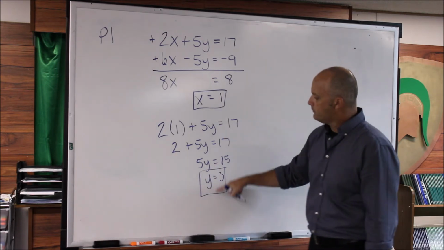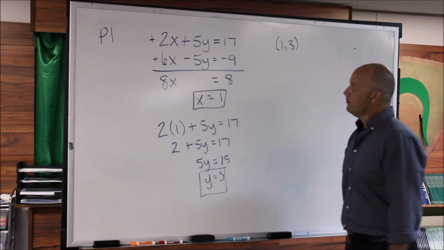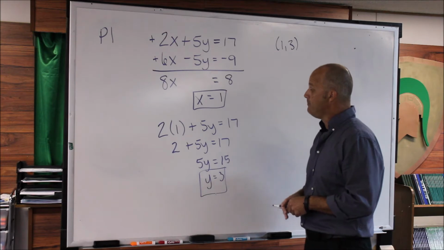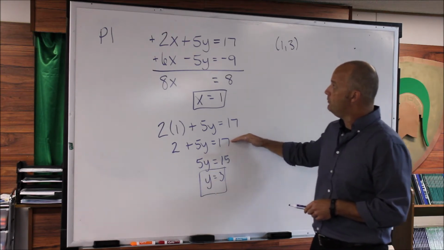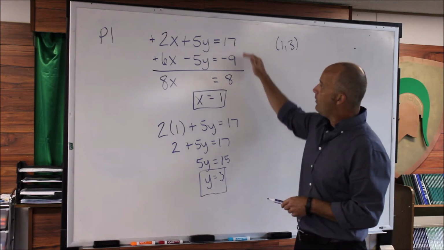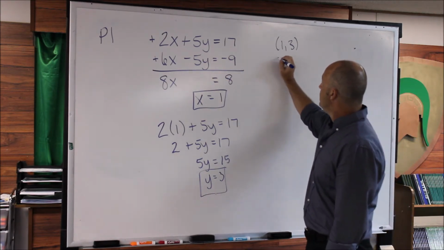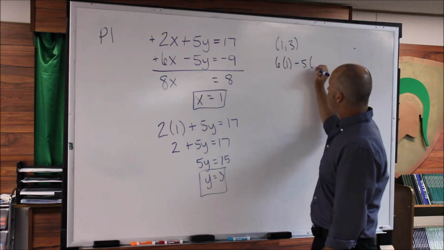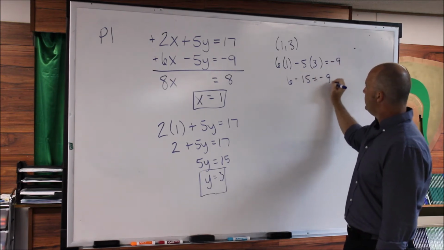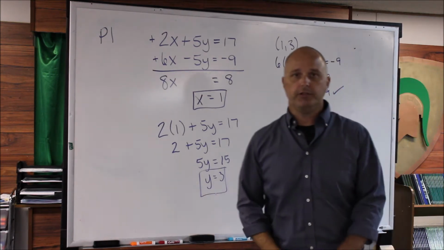So now we've got both an x value and a y value. The ordered pair that would be the solution is 1, 3. But again, we need to go back and check and make sure that this is our correct solution, that we didn't mess something up along the way. Now, since we just used the 2x plus 5y equals 17 to find the y value, we've now got to move down to 6x minus 5y equals negative 9 to determine if this is a solution. So we're going to go 6 times 1 minus 5 times 3 equals negative 9. So 6 minus 15 equals negative 9, and negative 9 equals negative 9, which is a true statement. So that means that the solution is 1, 3.